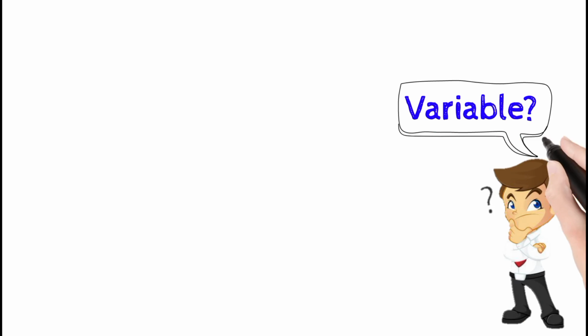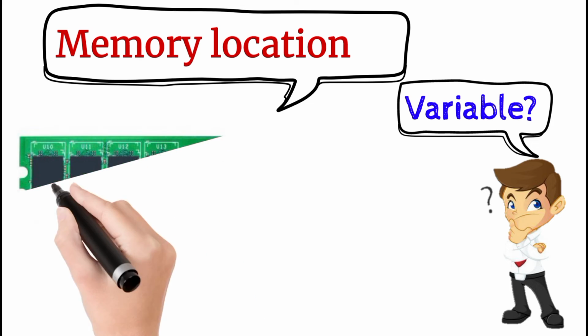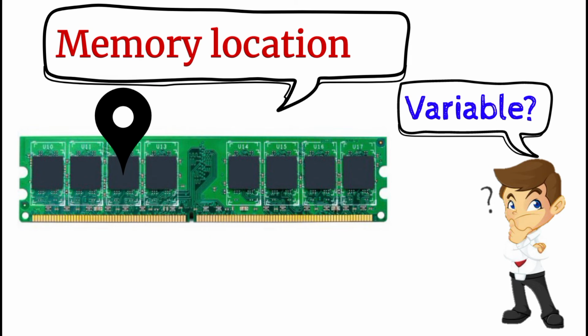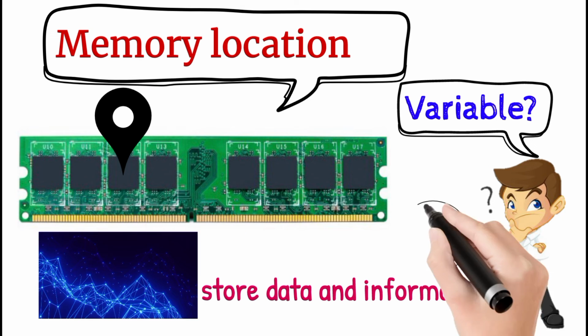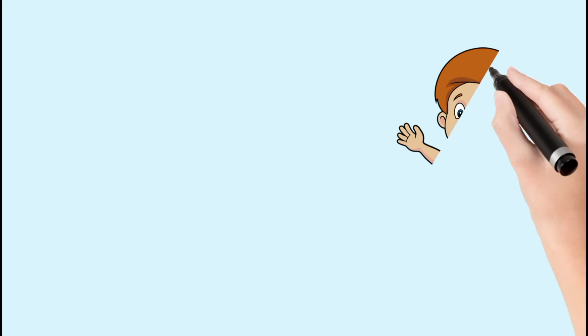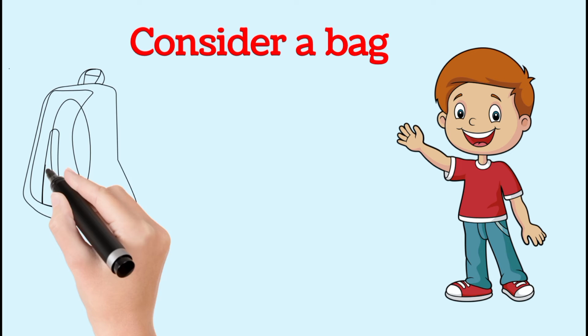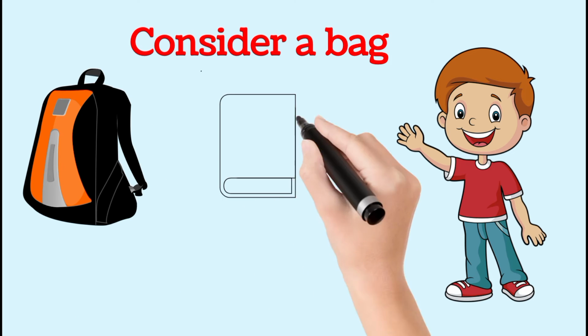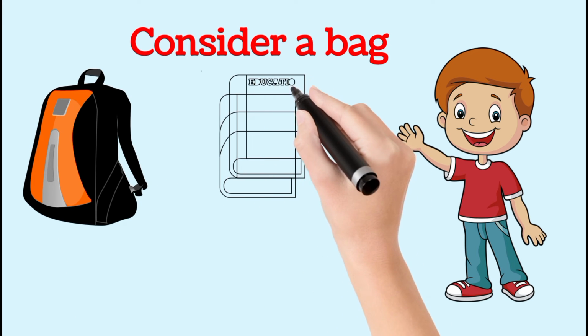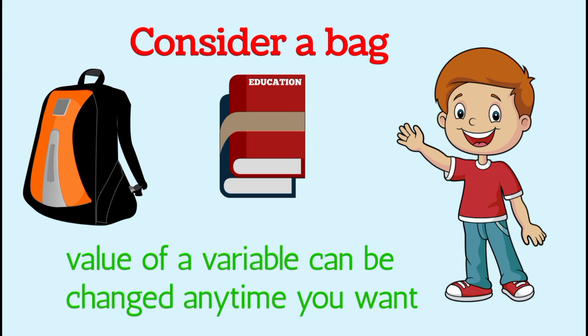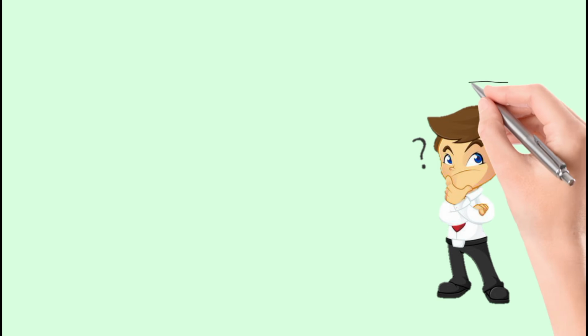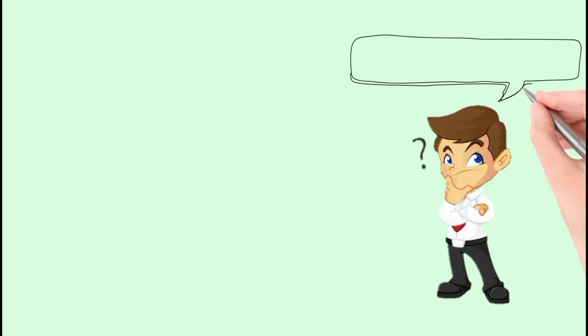In computer language, a variable is a memory location where you can store data and information. You can consider it as a bag that you use for keeping your books, copies, or something else. As you can use your bag to put inside several books and exchange them at any time as per your need, likewise you can also change the value of a variable anytime in the program. A variable can be represented by a symbolic name and can be used as many times as you want.